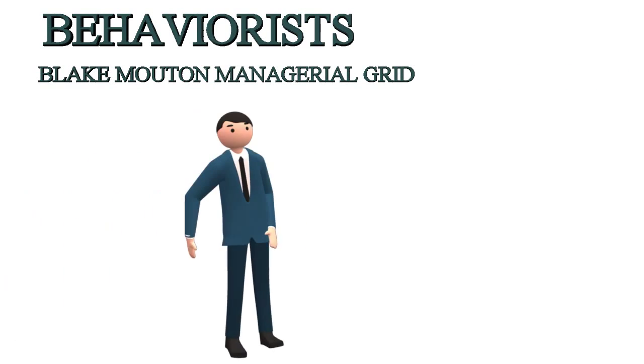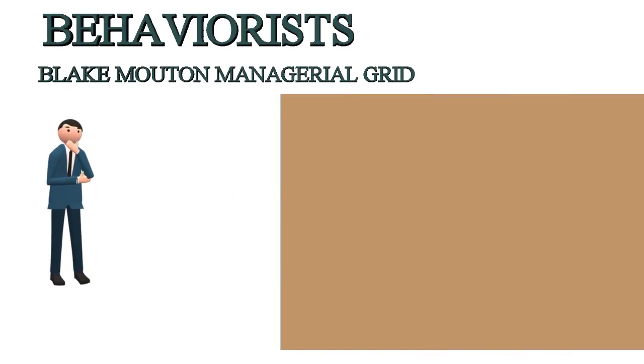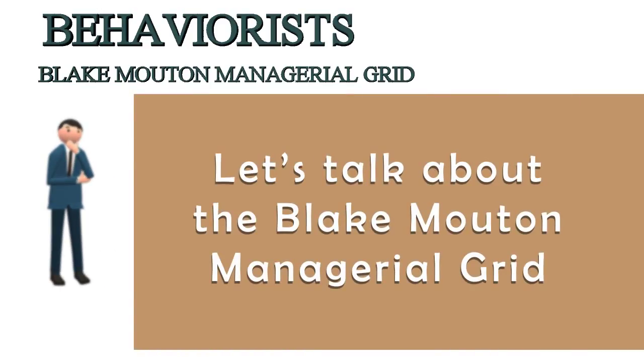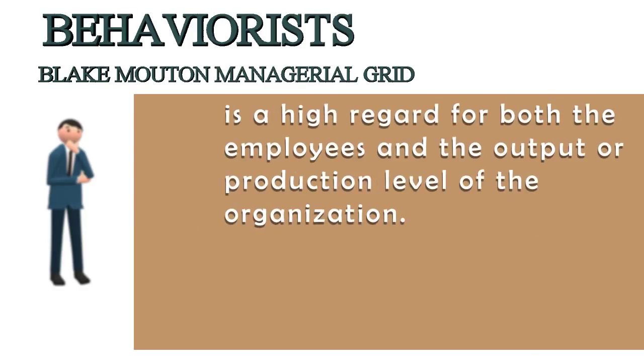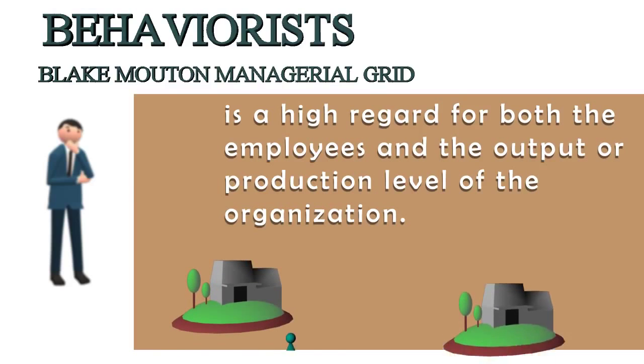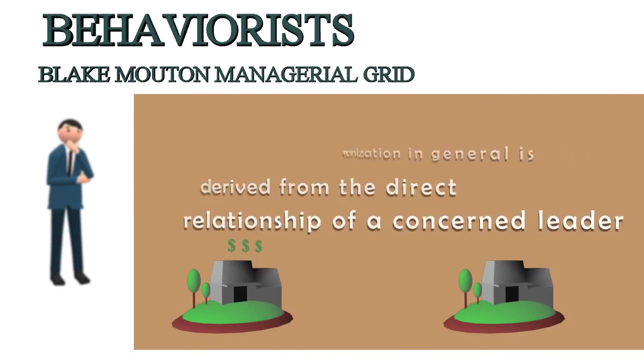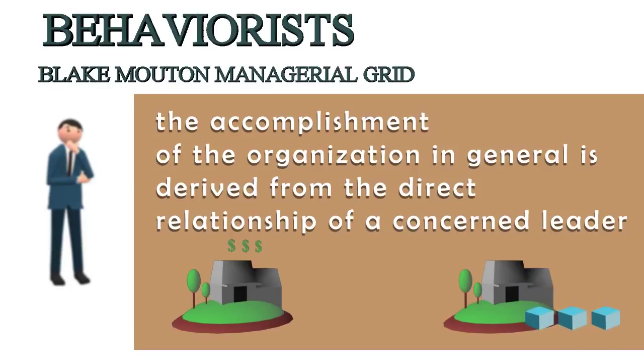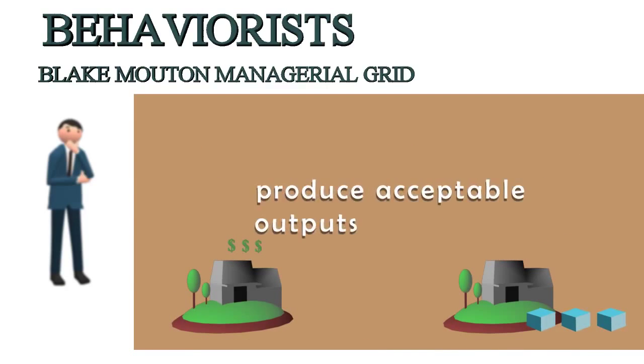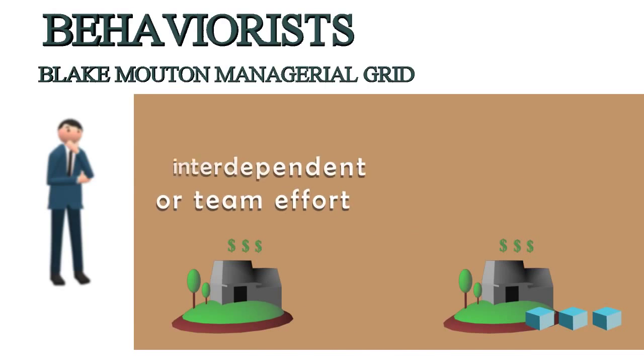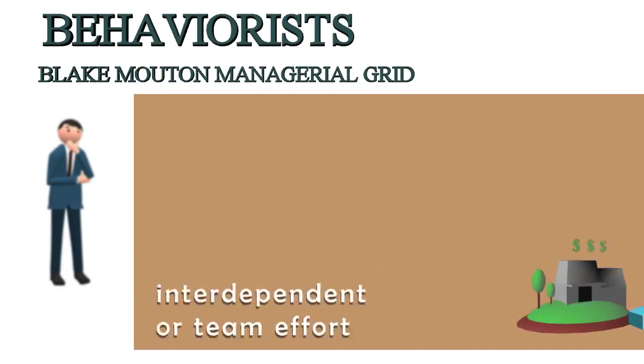Another behavioral approach to leadership is the Blake-Mouton managerial grid. It argues that the most effective approach to leadership is one where there is a high regard for both the employees and the output or production level of the organization. Here, the accomplishment of the organization in general derives from the direct relationship of a concerned leader or manager and the commitment of the latter to produce acceptable outputs because of the former's regard. At such a juncture, the operation of the organization is characteristic of an interdependent or team effort.